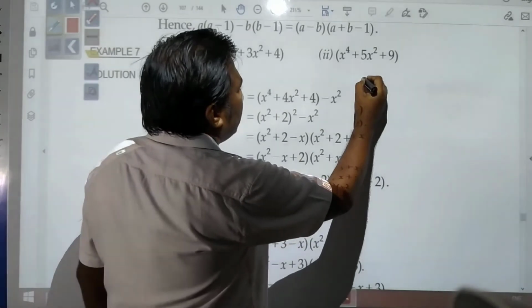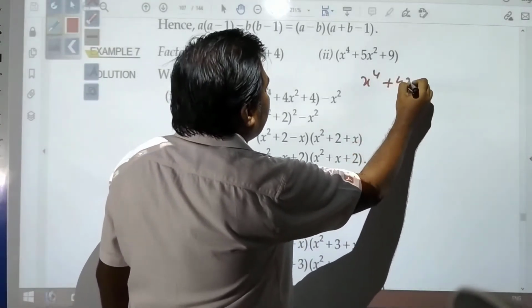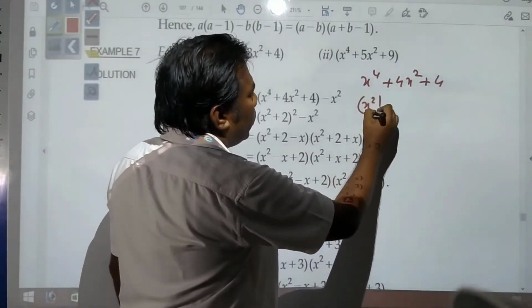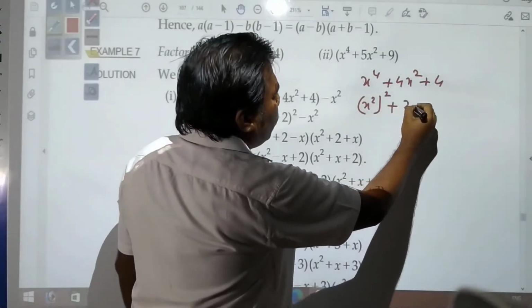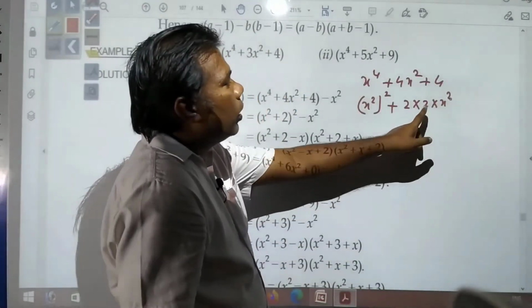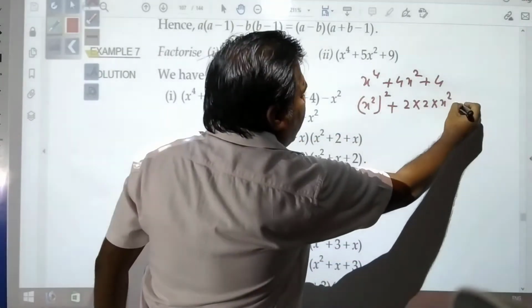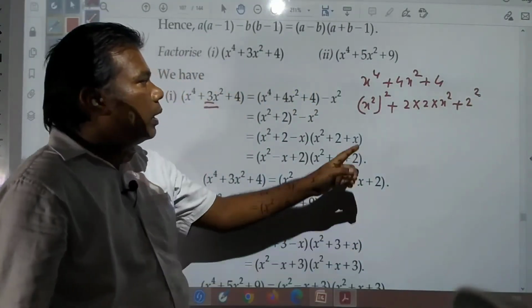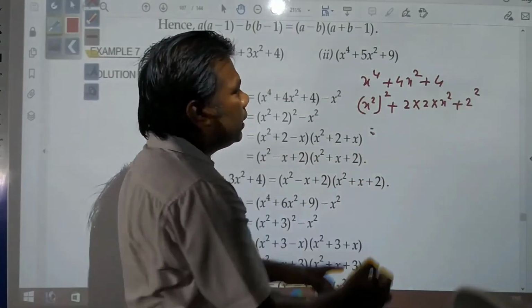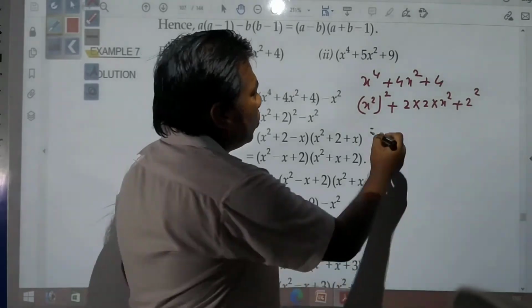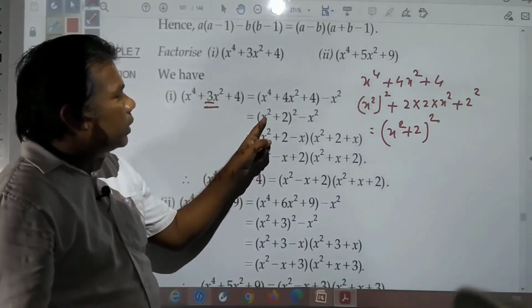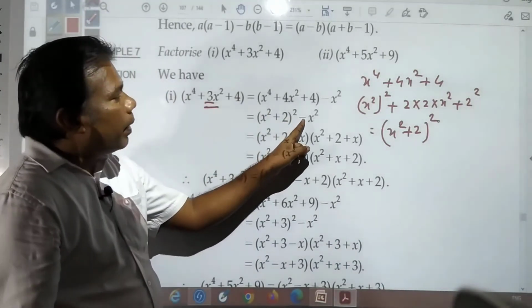This will be written as x^4 + 4x² + 4. Now you see this can be written as (x²)² + 2·x²·2 + 2². Now you see a² + 2ab + b² you have got, so this can be written as (a + b)². So (x² + 2)² you will get. Here you see (x² + 2)² − x².